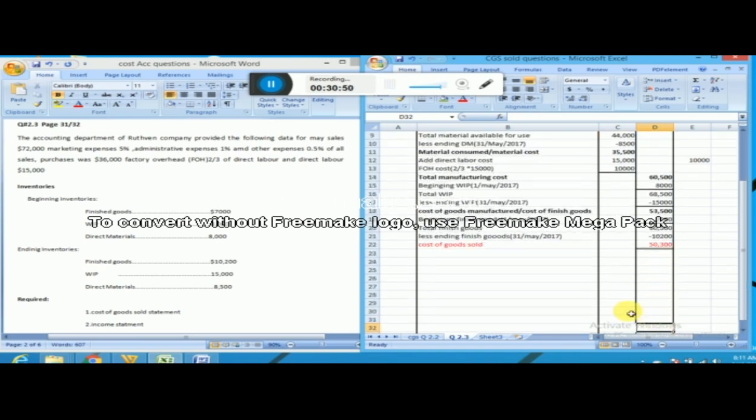Now the second requirement is the income statement. The income statement of this question I will solve in the next class.